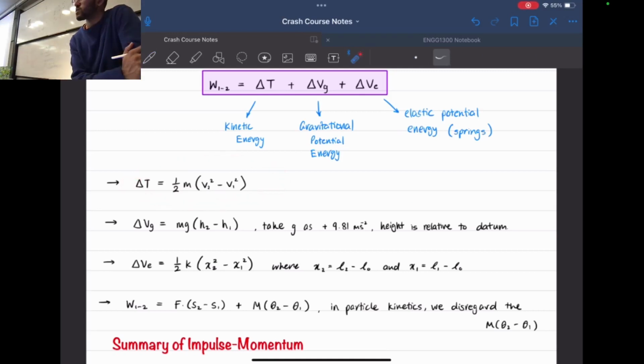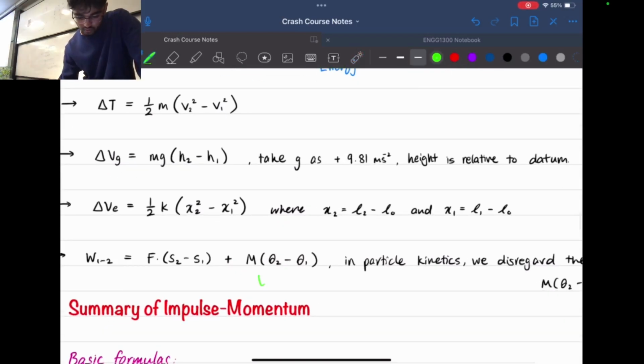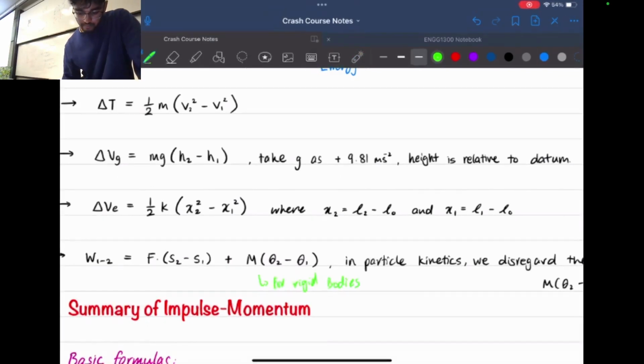This one you guys might have seen in Phys 1A. This one you guys also might have seen in Phys 1A as well. I've put up a work formula here as well, which includes the moments and radians, but this one we usually see in rigid bodies. You guys don't usually see it in particle kinetics. So I'll say more for rigid bodies.